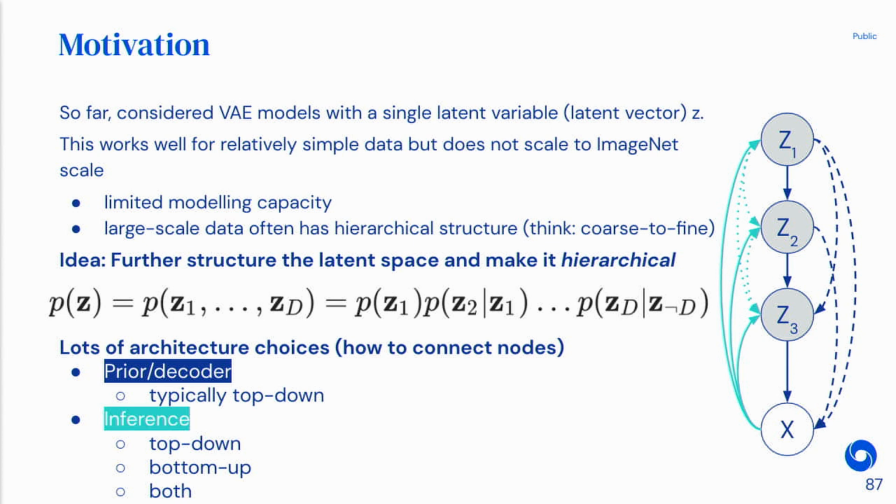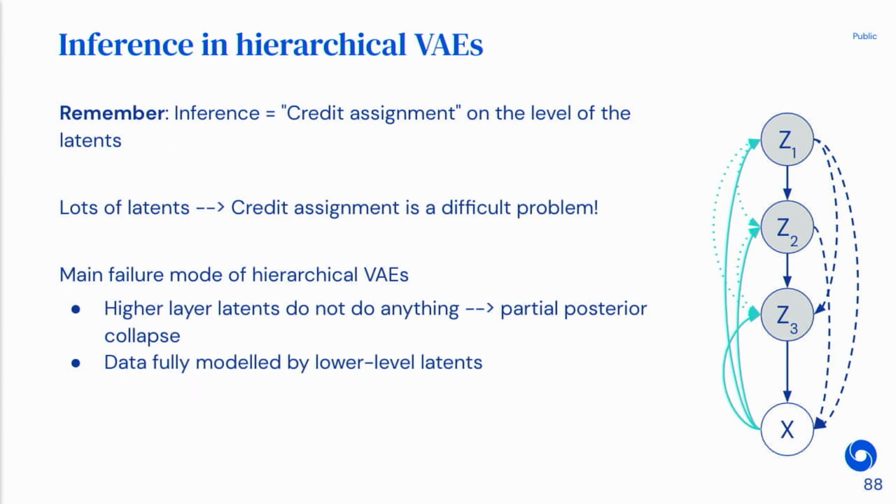Which means that, in factorizing the distribution, which variable depends on which can be top-down, bottom-up, or both directions. But remember, inference is credit assignment, and credit assignment with a single latent was difficult. And so now here we have many levels of latents. And so you can say lots of latents means credit assignment is an even more difficult problem.